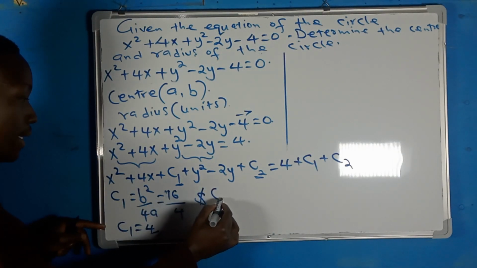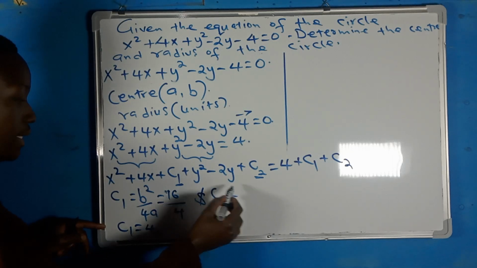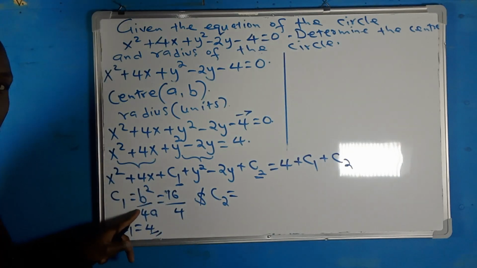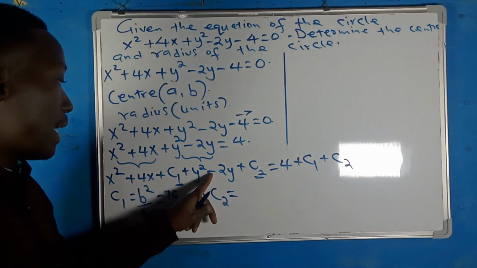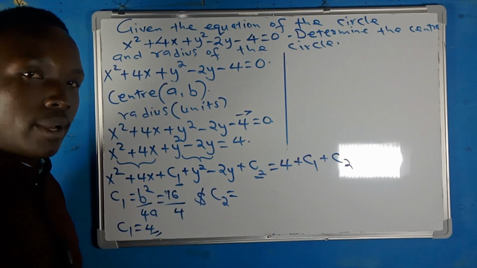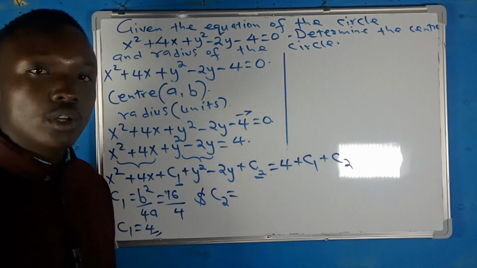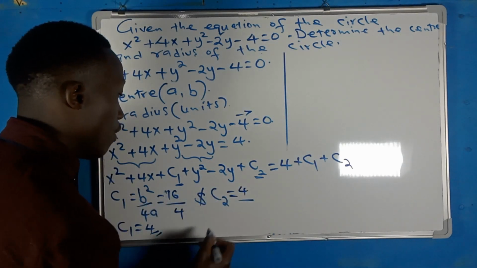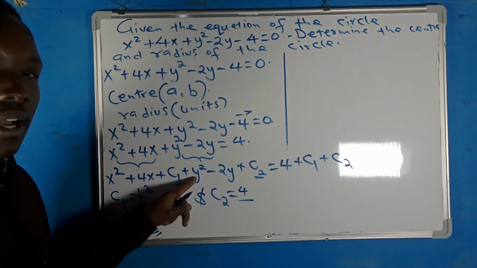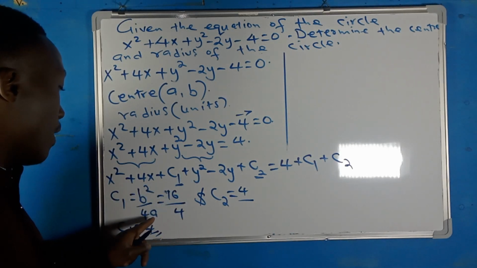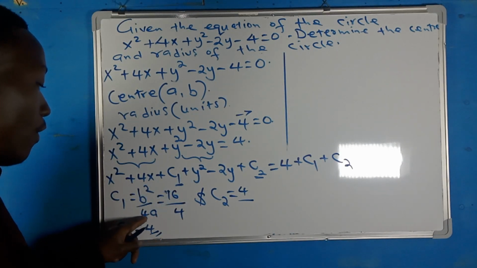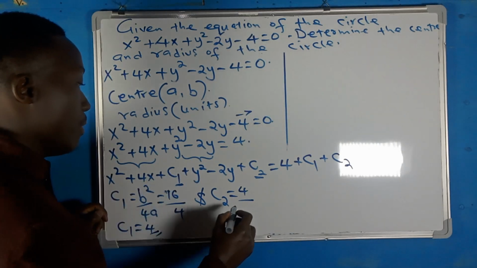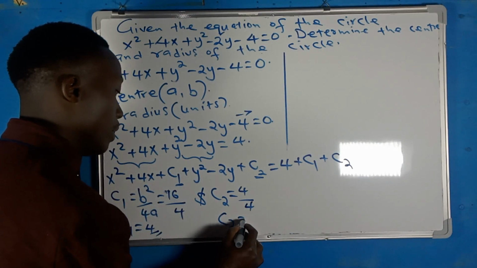And our C2 is the same, b squared over 4a. So our b is negative 2. Negative 2 squared is the same as saying negative 2 times negative 2, and that will give us 4, over 4a, 4 multiplied by 1, which will also be 4. So C2 will be equal to 1.